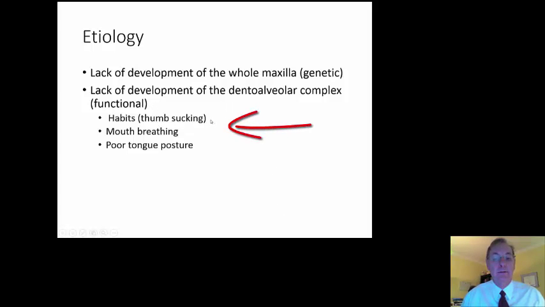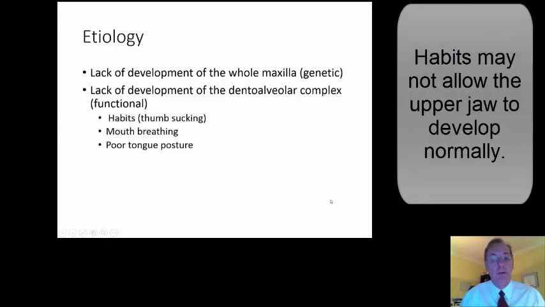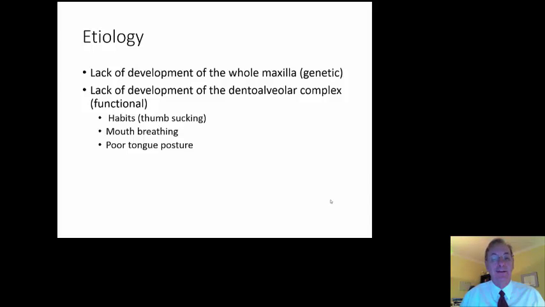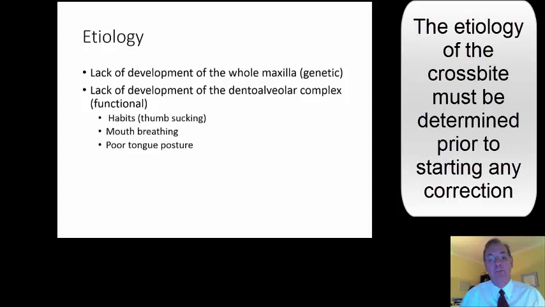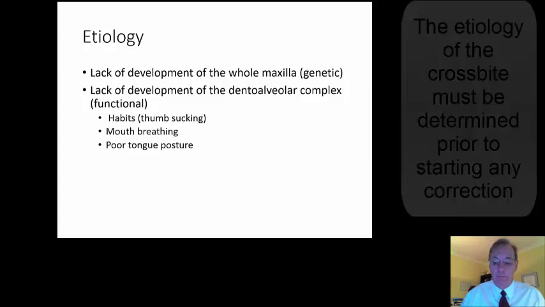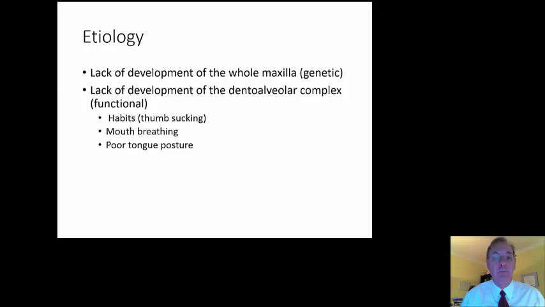Sometimes you have habits that do not allow the upper jaw to develop normally. Obviously, in the past 10 to 20 years, we have looked at mouth breathing or sleep apnea as one of the causes of a narrow upper jaw, which may end up causing a posterior crossbite. A poor tongue posture could also be associated with a posterior crossbite. So all these etiologies of functional origin or genetic origin must be determined before you treat the patient.